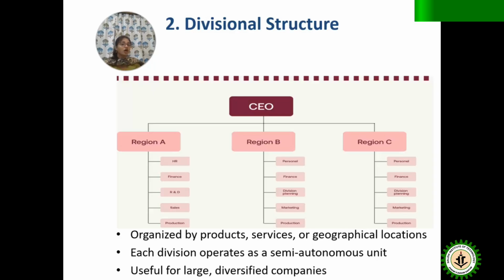They have their own autonomy, but at the end of the day, they have to report to the divisional head, which is the head of the region A, and finally the management head, which is the CEO. It is mainly useful for large and diversified companies.